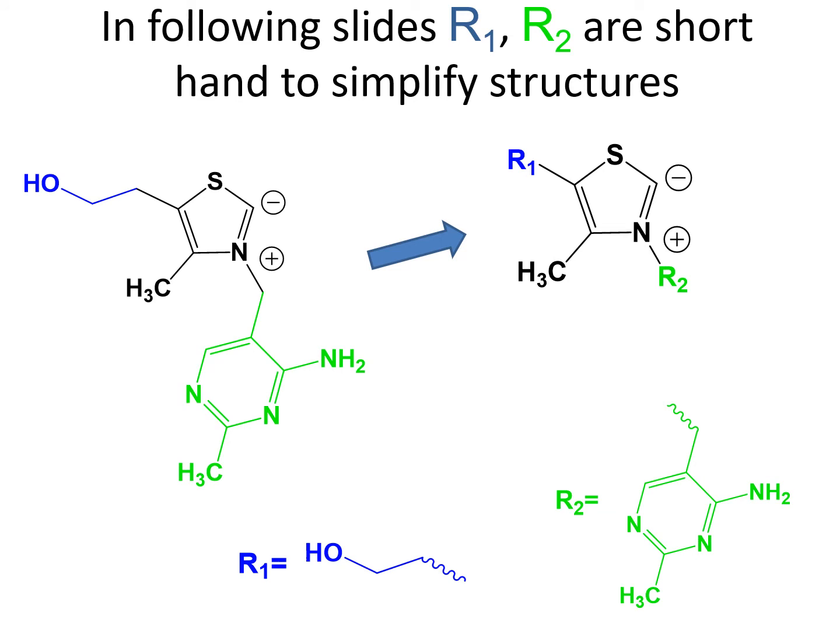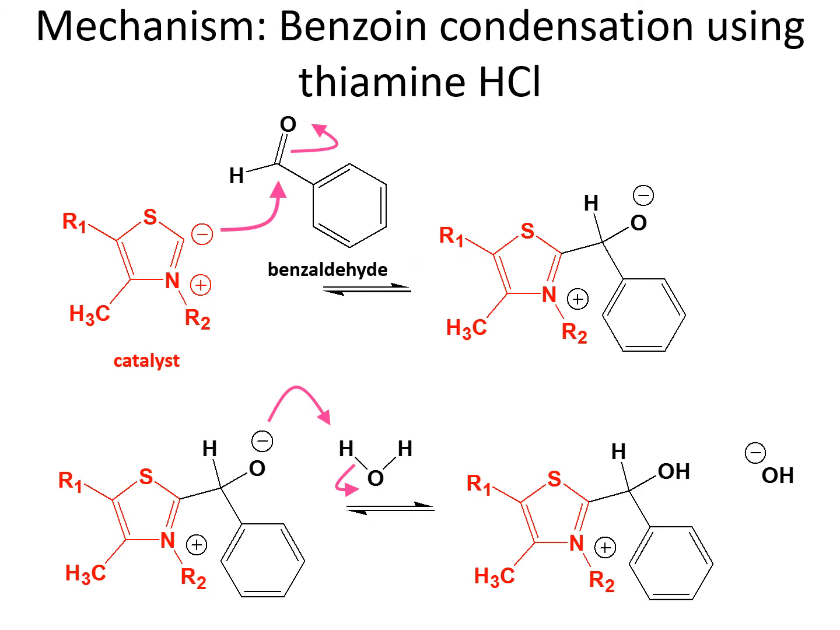So we're going to minimize the complexity of the molecule by turning R1, the blue section of the molecule, and R2, the green molecule, since we're just interested in this heterocyclic atom. So we're going to have this pseudo ion, as we've mentioned before, the negative charge on the carbon and the positive charge on the nitrogen. The negative charge is going to attack the carbonyl of benzaldehyde, and it's going to incorporate the benzaldehyde molecule into the skeleton of the catalyst.